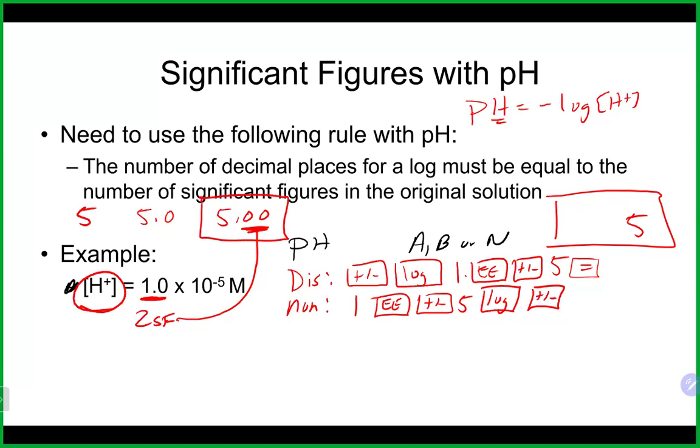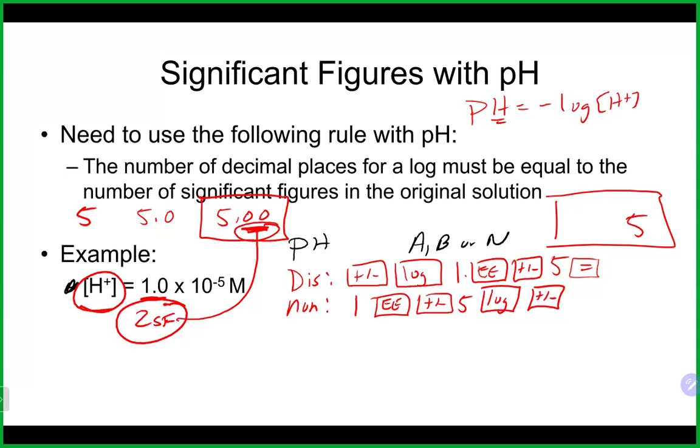So we're going from significant figures to decimal places as you go from concentration to pH. And by the way, it goes backwards. We'll talk about how to do it shortly. But if you're going from pH back to concentration, you go from decimal places to significant figures. So it works both directions. So this would be the correct way, 5.00. Again, 2 sig figs in the concentration, 2 decimal places in the answer.